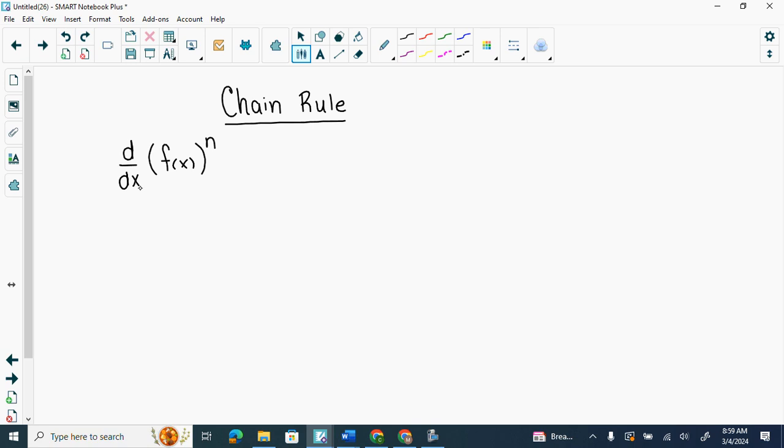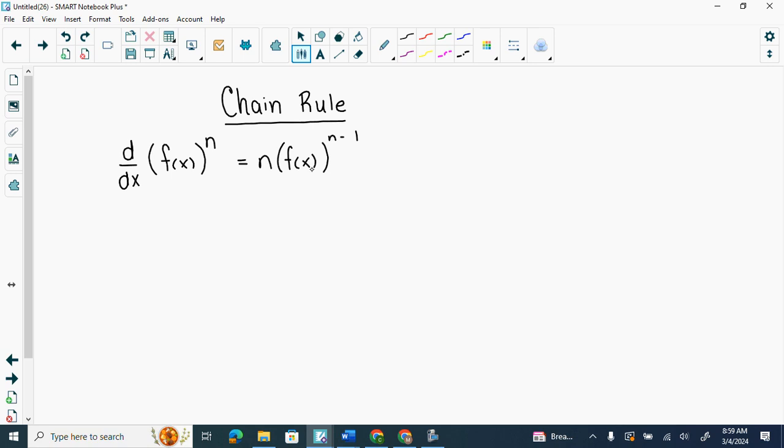So what does that mean? That means we work our way from outside in. So we just treat this f of x like it's just an x. How would I do the derivative of that? If this was just x to the n, n x to the n minus 1. However, x is not just an x, it's a f of x. So I just rewrite it in there.